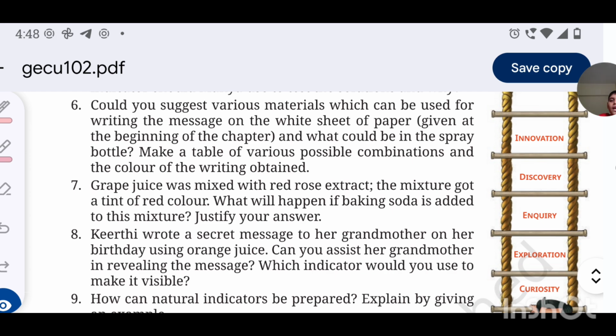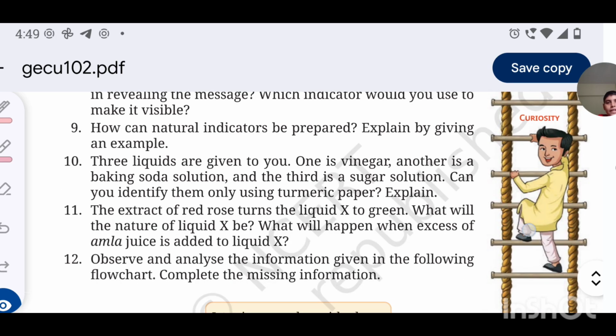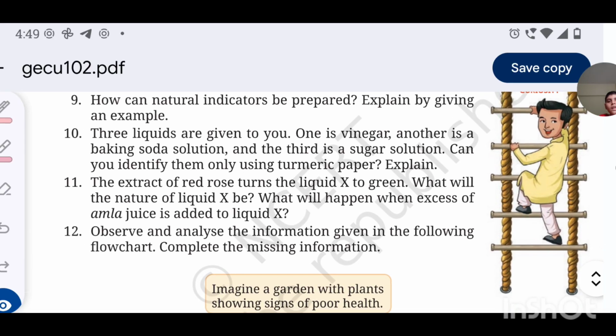Seventh one I will explain here. Grape juice was mixed with the red rose extract. The mixture got a tint of red color. What will happen if baking soda is added to the mixture? Justify your answer. So when grape juice is added to red rose extract, the tint is red. Red color means acidic, so it is acidic.